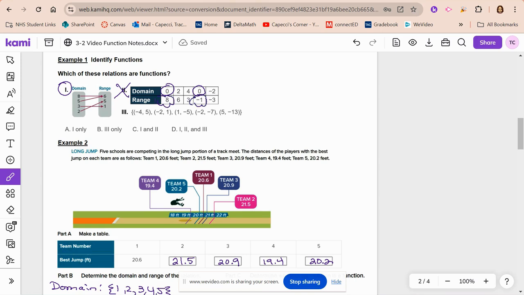So that's a no. In our next example of just the ordered pairs, I like to underline my x value so that it kind of helps me visually. You can see that this -2 is listed twice in my x value. Again, we're not concerned about the y value, just the x value. So that's a no. So my answer is letter A, just that first one only.